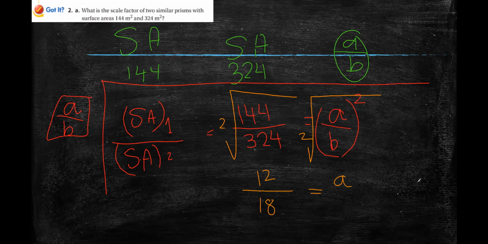This is now the scale factor. This is what I want to find. And you can also simplify it here: divide by 3, 4, divide by 3, 6, then by 2 is 2, by 2 is 3. So it can be written as 2 over 3.